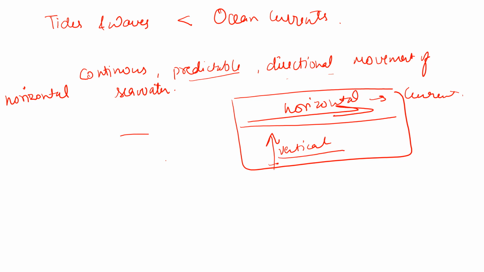What is the vertical movement of ocean water called? It is known as upwelling. When the water goes up, it is known as upwelling. And when the water from the top goes down, it is known as downwelling. As simple as that.